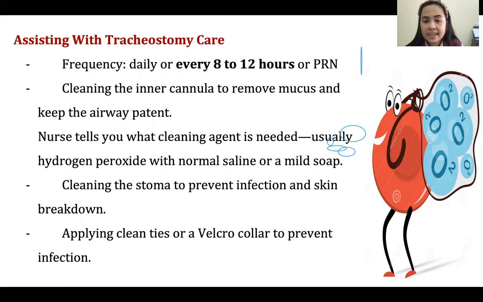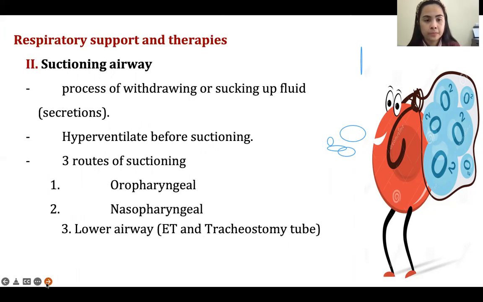Nurse tells you what cleaning agent is needed. Actually, guys, hydrogen peroxide is not used anymore. We are now using normal saline only. I'll repeat, we are only using a normal saline solution. Then cleaning the stoma to prevent infection and skin breakdown, and applying clean ties or a Velcro collar. What is a Velcro collar? It makes sure that the tracheostomy is in place. We will do this tracheostomy care in our face-to-face class, where you will have hands-on practice.